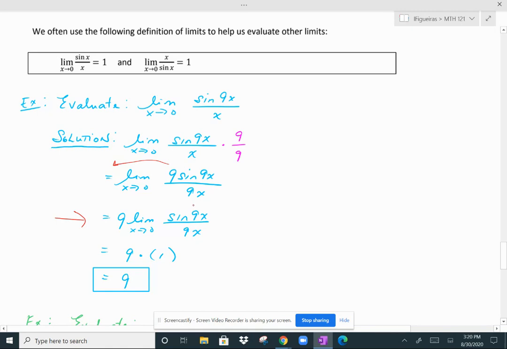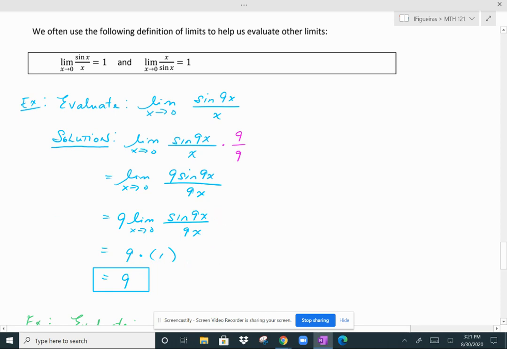Well, now my angle and my denominator are the same, and that means I can apply my definition above. The limit as x approaches 0 of sine of 9x over 9x is equal to 1, which is what you see on this next line. And so your limit value is just 9.